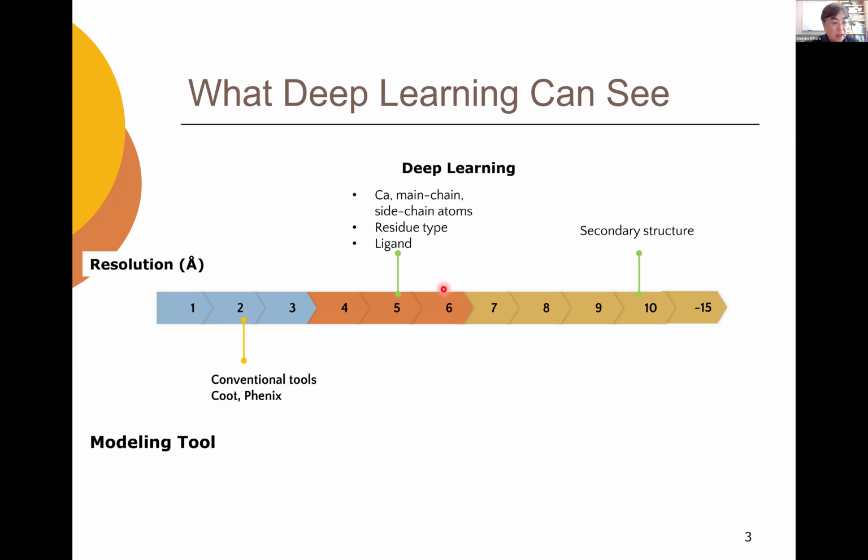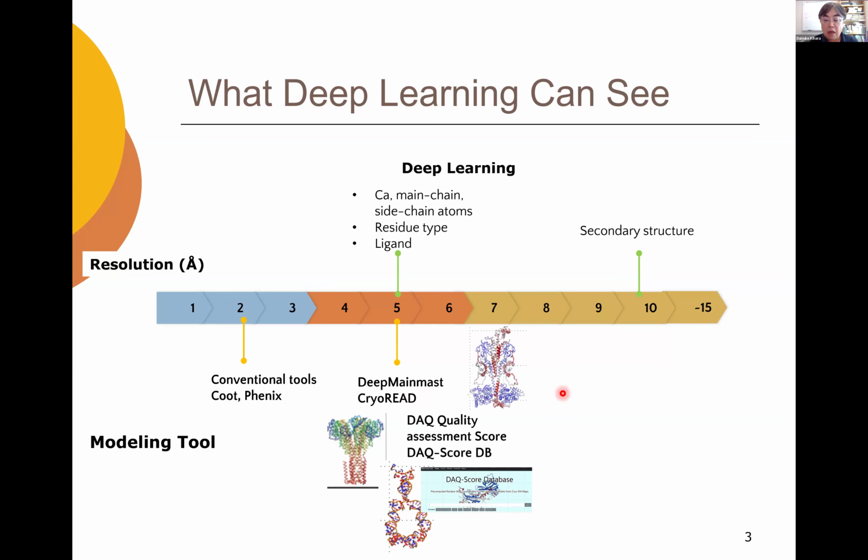Now, this is a tool you could use up to 2 to 3 angstrom with conventional tools. Then up to a resolution around 3 to 5 angstrom, we developed deep learning based tools: DeepMainmast for protein modeling and CryoREAD for DNA and RNA. These tools can help you to do the modeling. I will also show you the validation score called DAQ. DAQ uses a deep learning network to verify if the amino acid you placed in each position agrees with local density patterns.